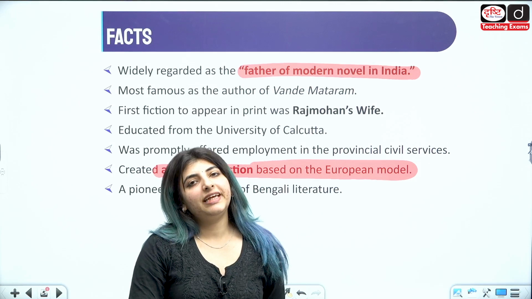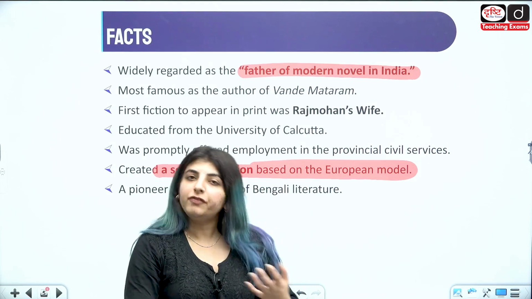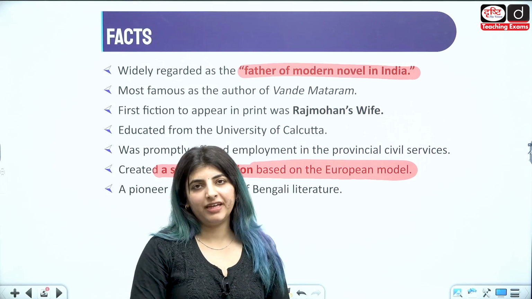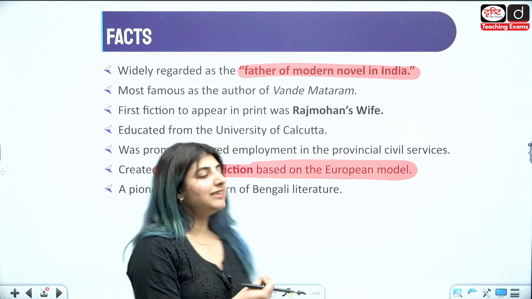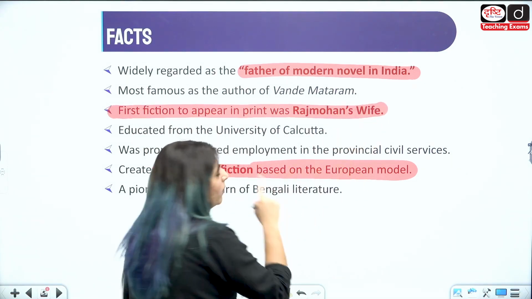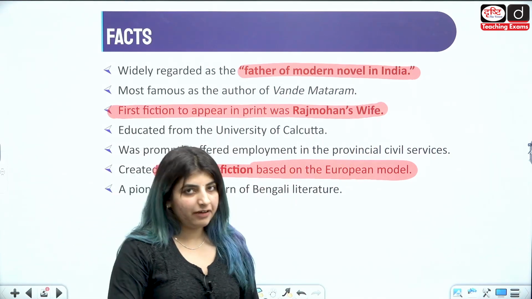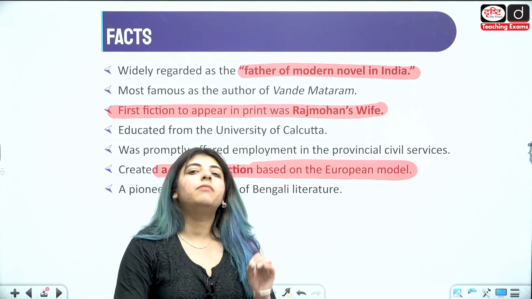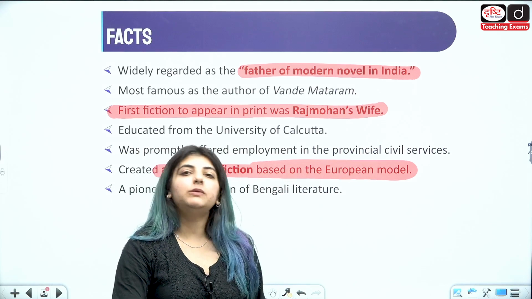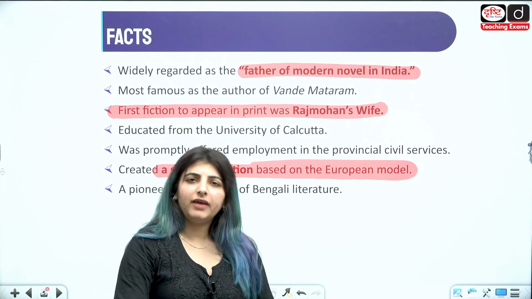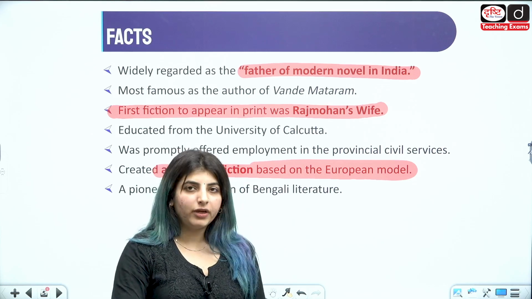So he was taking some sort of inspiration from that European model and penning the things that he wanted to. That's why we see him writing the first fiction to appear in print, which was Raj Mohan's Wife. This work of his, mind you my dear students, a question has come from it in the exam. This work of his is the one which is solely in English. The other works that he wrote were in Bengali, right?